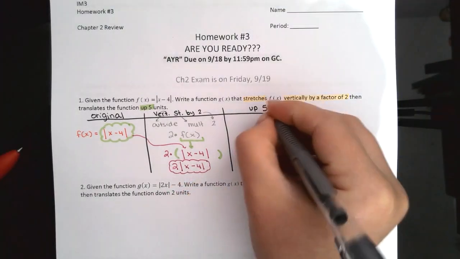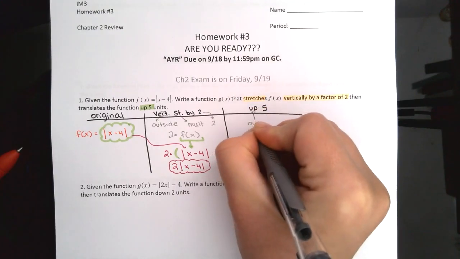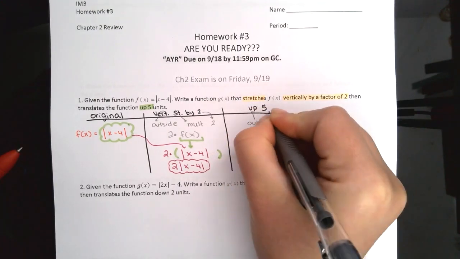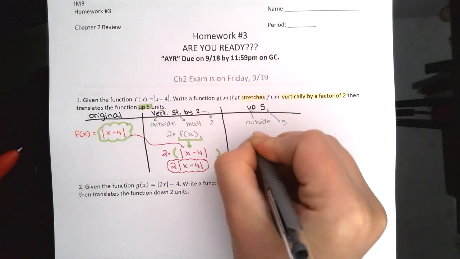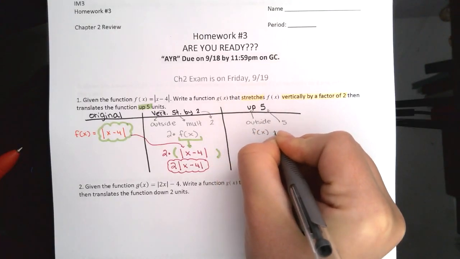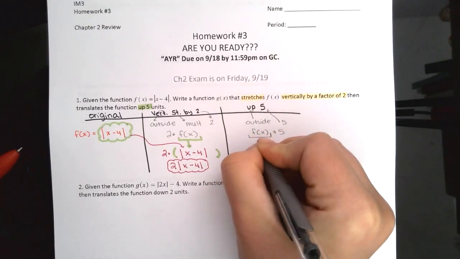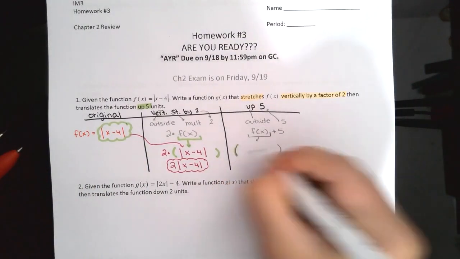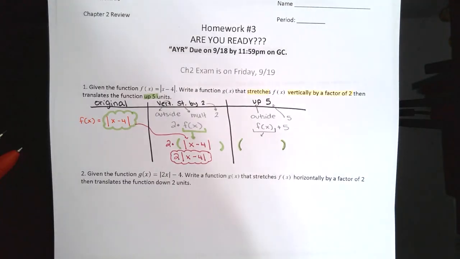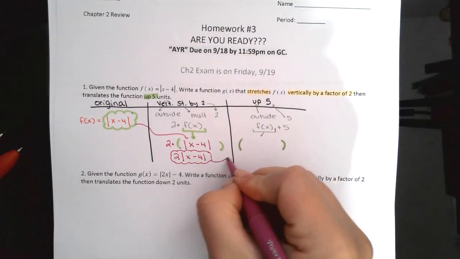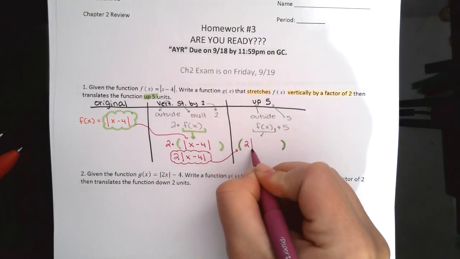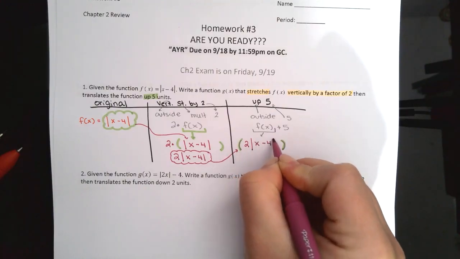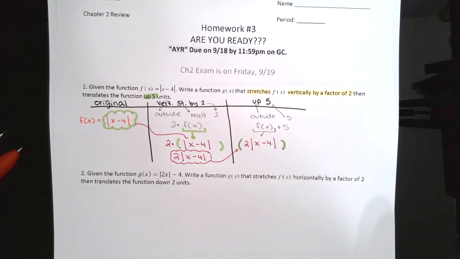Moving on to the second one, up 5. Up, again, is an outside change. And we have outside 5, which means we're going to have function notation f of x plus 5. Again, since this is an outside change, we're going to open up for our function. Now, I'm not taking the original. I am moving on from change number 1, and I'm going to bring my function here. 2, absolute value of x minus 4, absolute value. Now, this one does technically require parentheses because we no longer only have absolute value. We do have that 2 out in front.